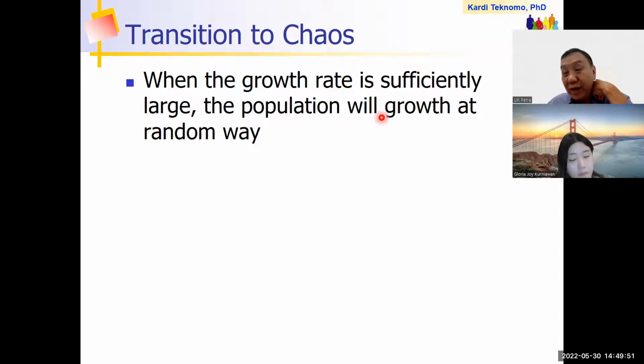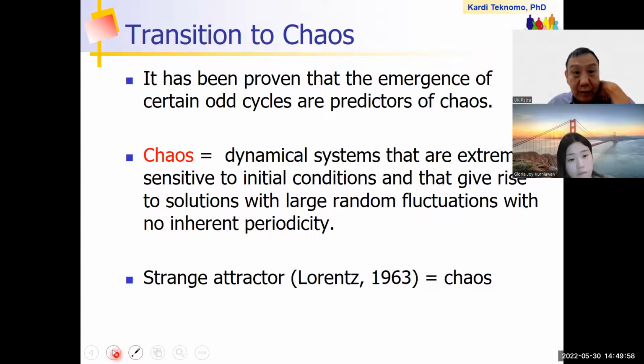That's the meaning of that growth rate to chaos. Yeah. So it has been proven that the emergence of certain cycles are predictors of chaos. So what is chaos again? A dynamical system that is extremely sensitive to initial conditions. Okay, that gives rise to solutions of large random fluctuation with no inherent periodicity. So the periodicity is unclear.